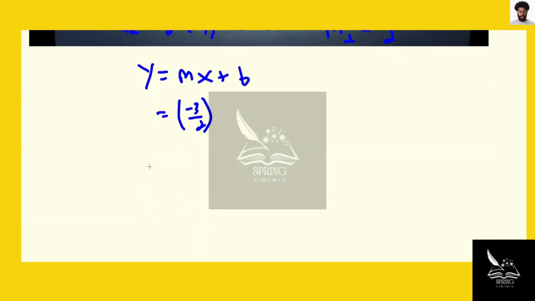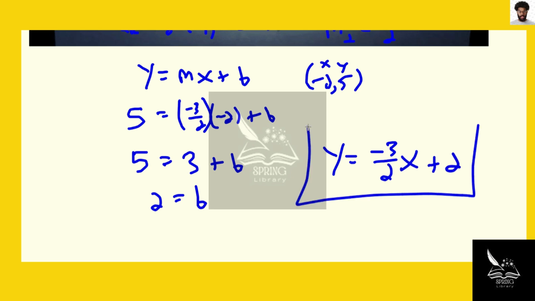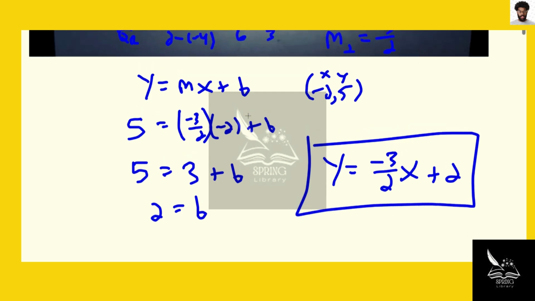So if it has to go through the point -2, 5, that's your x and y substitution. 5 for y, -2 for x. Basically -3/2 times -2 is 6/2, which is 3. Subtract 3 from both sides, and b is 2. So our equation is y equals m, which is now -3/2 x plus b, so -3/2 x plus 2. Graph it.